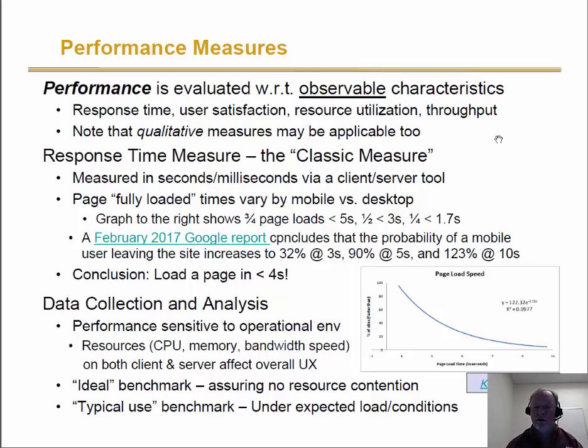throughput, the number of transactions through the system measured as transactions over a period of time, number of requests served per minute, number of database transactions per minute, something like that. You can use qualitative measures, but usually I've seen performance is measured through things that are quantifiable and, again, observable.